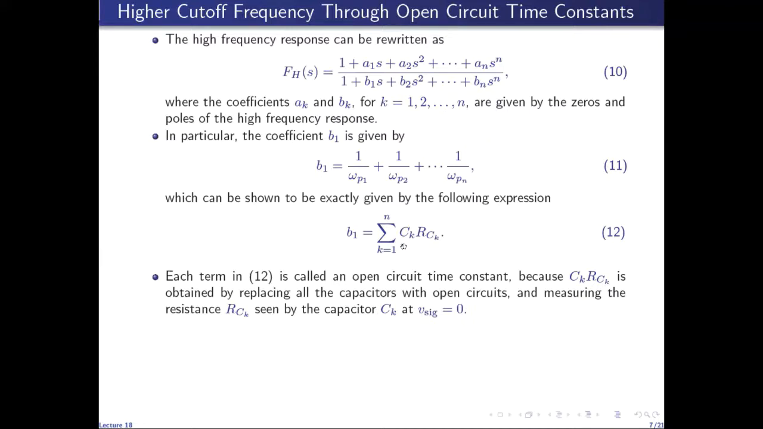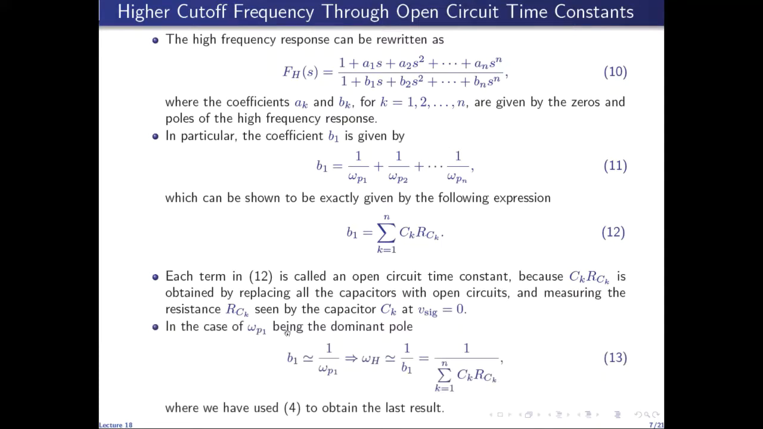So we compute the open circuit time constants for all the capacitors in the network, considering one at a time while open circuiting all the others, and then finding the resistance seen by the capacitor under consideration at V sig equal to 0. After finding all the open circuit time constants, we add them all up, and this gives us b1.